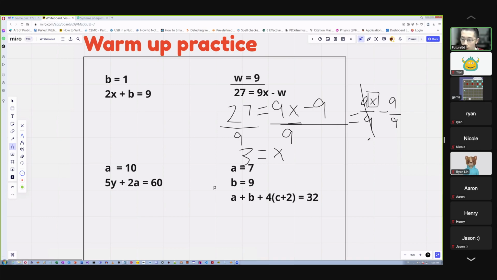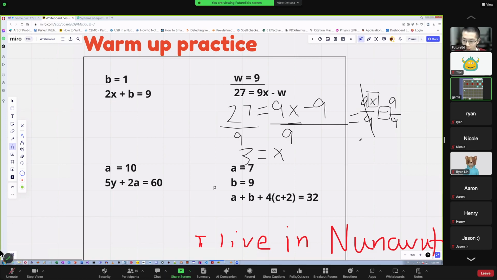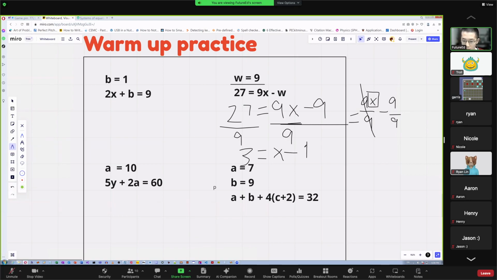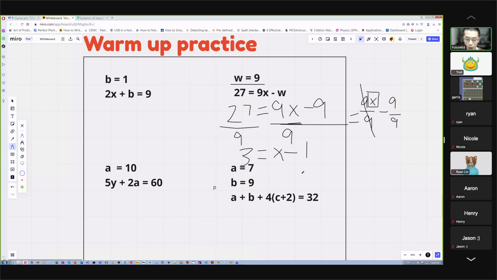And what's 9 divided by 9? 9 divided by 9 is 1. But let's not forget the negative. It's not x plus 1, it's x minus 1. So 3 equals x minus 1, right? And can you take us home? We have 3 equals x minus 1.